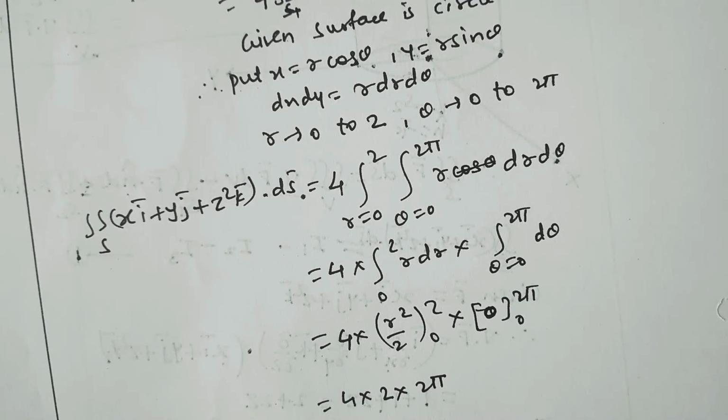So you will get here 2 into 2 pi, that is 4, 4 into 2 is 8, into 2 is 16 pi. That is our final answer.